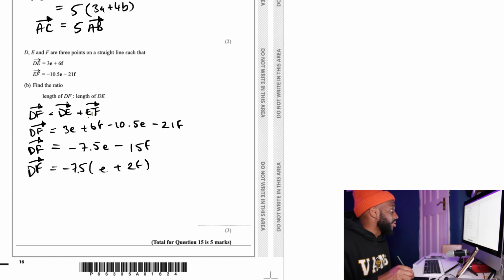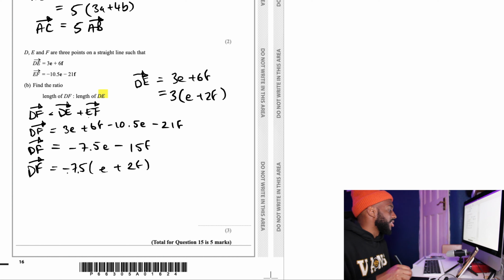Then we're going to look at our vector for DE. So DE is 3E plus 6F. And if we factorize out a 3, we get E plus 2F on the inside. So when looking at the ratios, you can see that's on the scale of 3 times that direction. This is on a minus 7.5 times that direction. But as lengths can't be negative, we're going to make that a positive 7.5 to the ratio of 3.